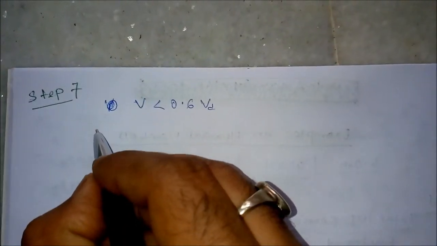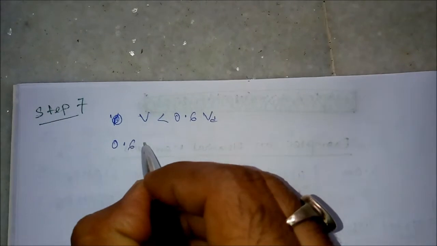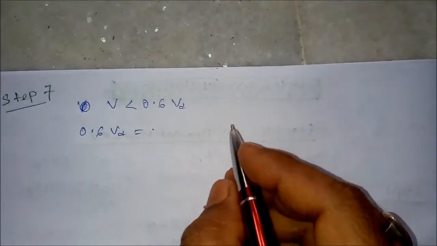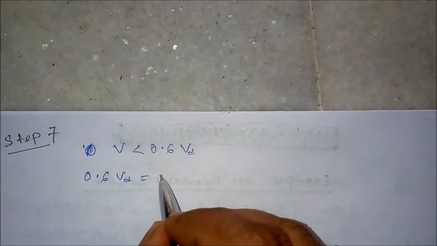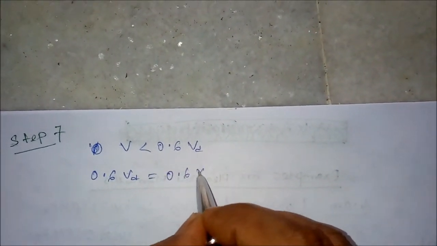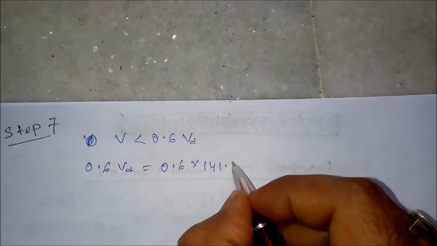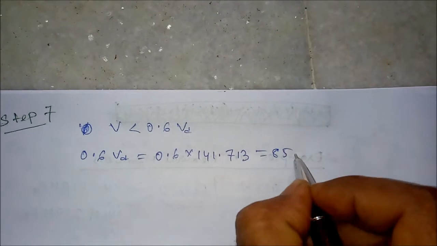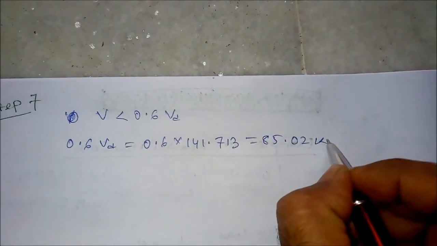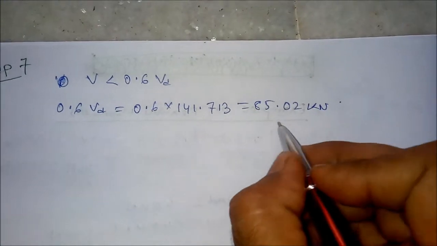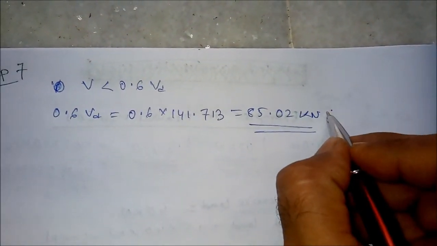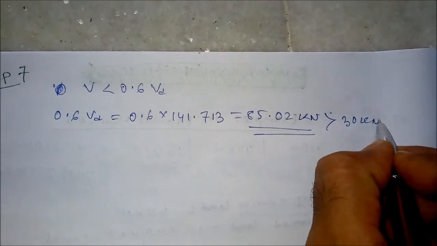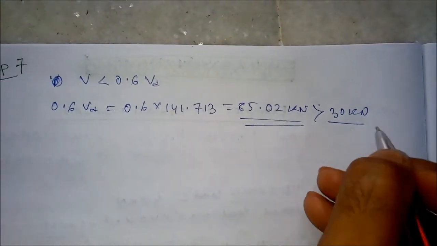Now look at what will be the value of 0.6 Vd. 0.6 Vd will be equal to 0.6 times Vd, which we already found in the last step. So this is 0.6 multiplied by 141.713, which is 85.02 kilonewton. And this value is greater than the 30 kilonewton, the applied maximum shear force.